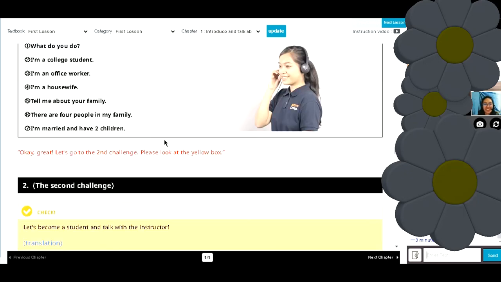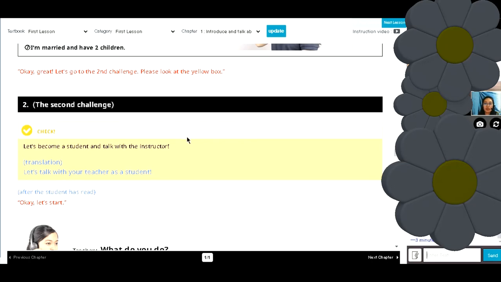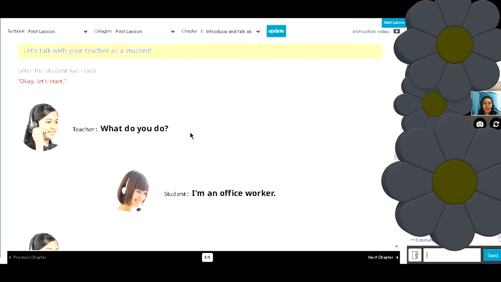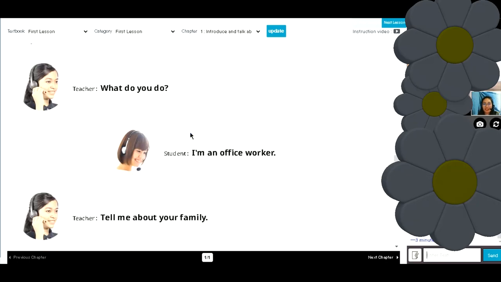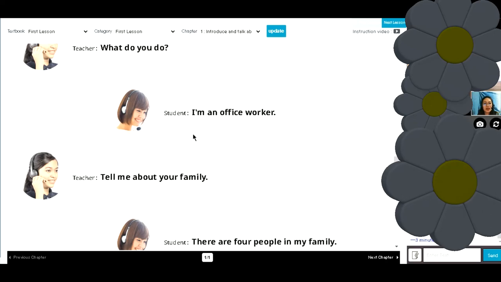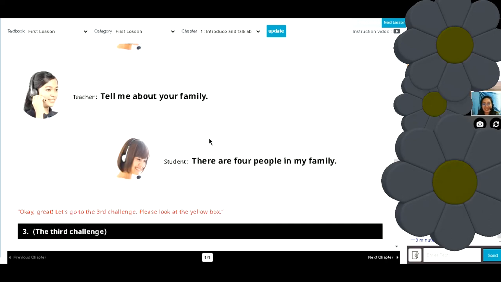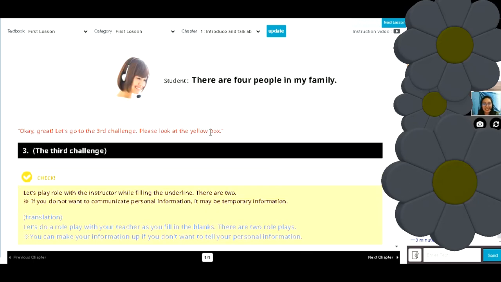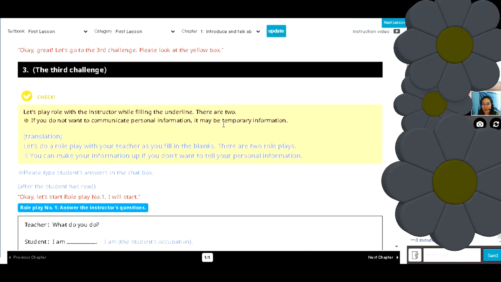Okay, very good. This time, let's go to the second challenge. Please look at the yellow box again. Okay, let's start. What do you do? I'm an office worker. Tell me about your family. There are four people in my family. Okay, very good. Let's do the third challenge. Please look at the yellow box.